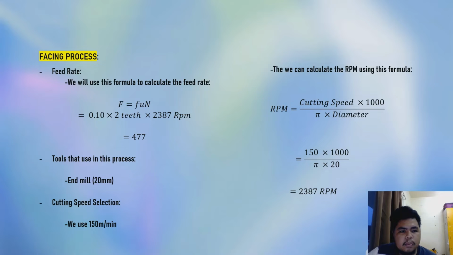So the first process is the facing process. As you can see, this is the feed rate calculation that I have done, and this is the tool for this process, which is an end mill of 20 mm diameter. For the cutting speed selection, we can use 150 meters per minute, and for the RPM, we use this formula and we can get this RPM.